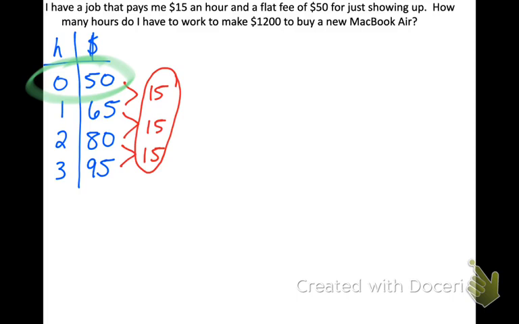So if I have how much I'm going to make, so money is equal to, right here, what I'm changing by, or what my pattern is. So that's going to be $15. And again, it makes sense, $15 for each hour that I work. And then this right here is going to be my starting point. How much I make by just showing up, which ends up being $50.